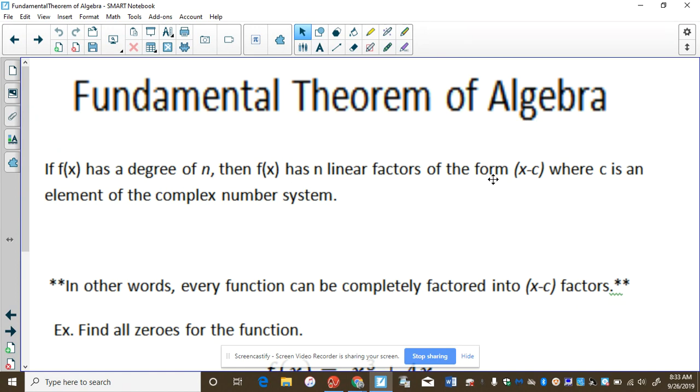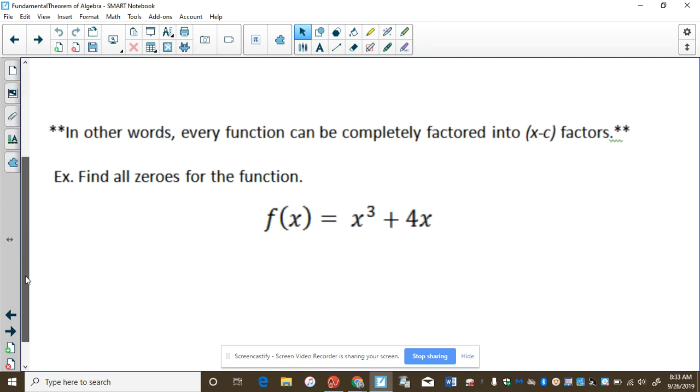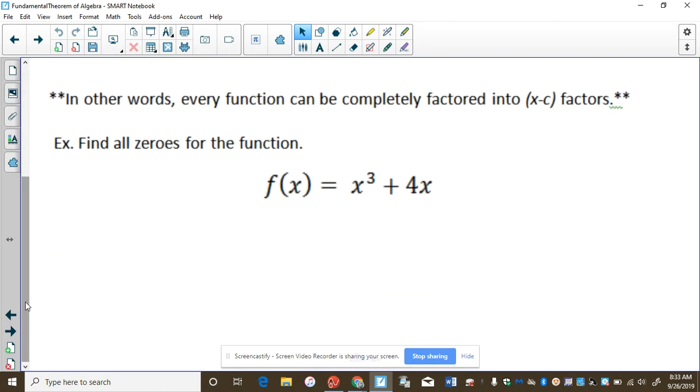n linear factors, right? So every factor can be written with the first degree of x. And this value of c is an element of the complex number system. So what that means is every single factor can be broken down into linear factors if we include complex numbers. Okay, and that's what this says down here. If you just look at a real quick example, what this one looks like.